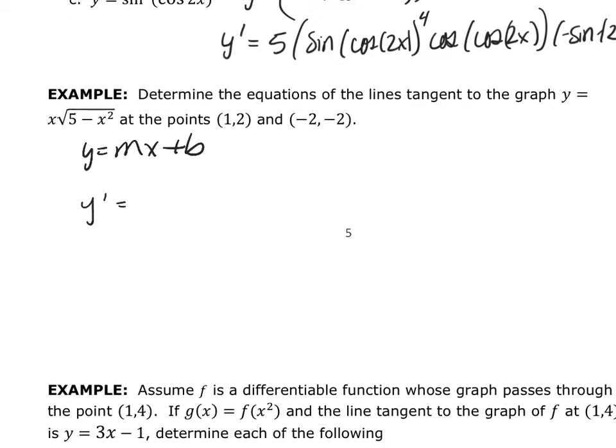Y prime is equal to, I'm going to have the derivative of my first one, which is 1, multiplied by my second one, which is 5 minus x squared. And then plus the derivative of my second one, this is the chain rule, so it's going to be 1/2 (5 minus x squared) raised to the negative 1/2, multiplied by my inner function, which is 2x, and it should be a negative 2x, multiplied by my first function, which is x. And there's the derivative, which is the slope of the tangent anywhere along that curve.